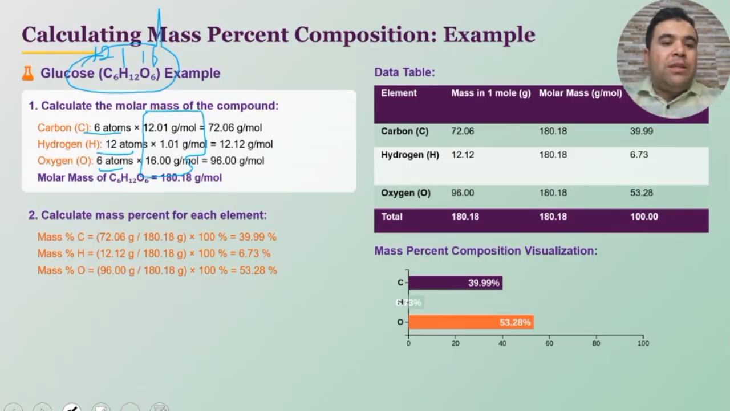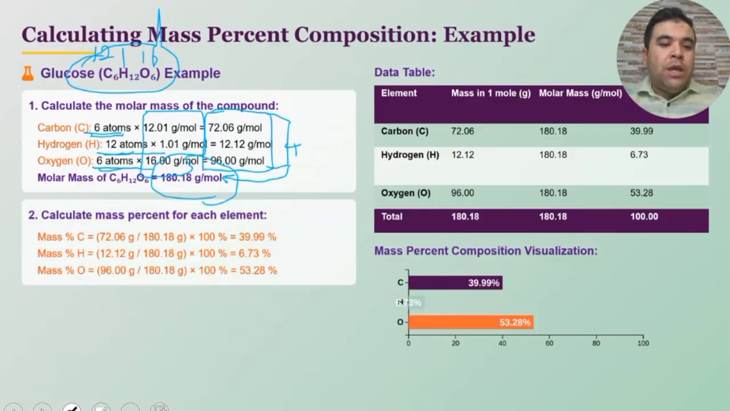So here we multiply the 12 of the carbon by 6, and then the 1 gram per mole of hydrogen by 12, and then 16 of oxygen by 6. We got these molar masses of individual atoms. When we sum them, the summation of all, we will get the total molar mass, which is 180.18 grams per mole.